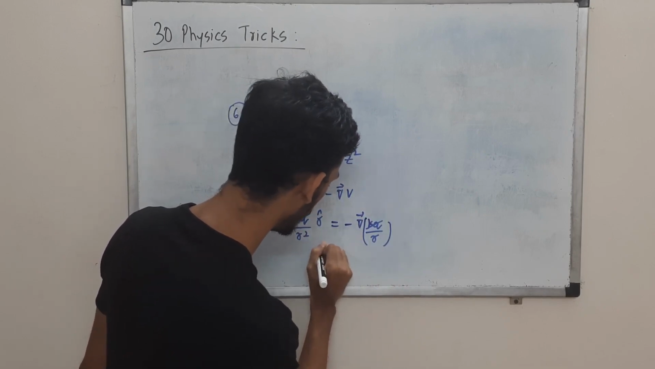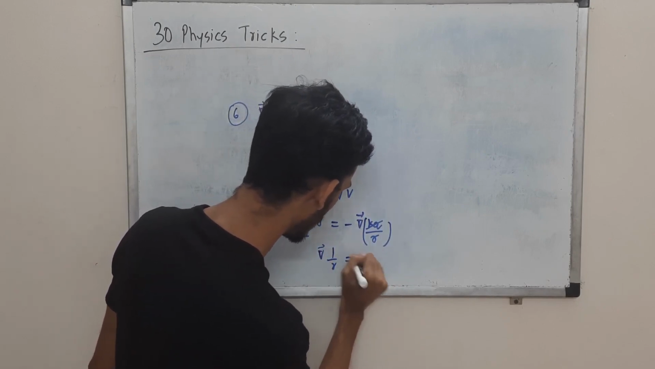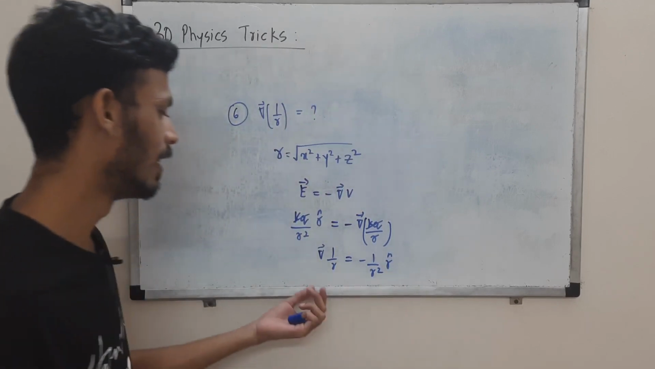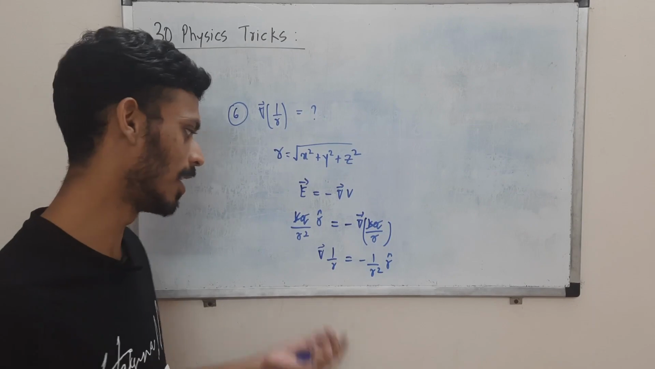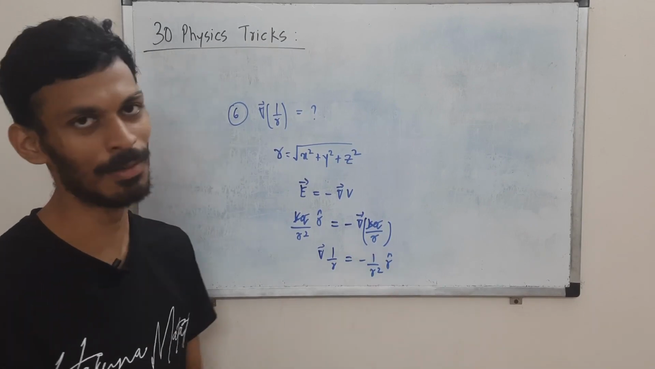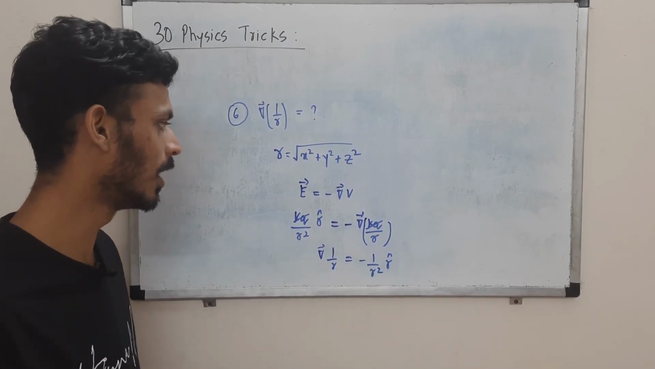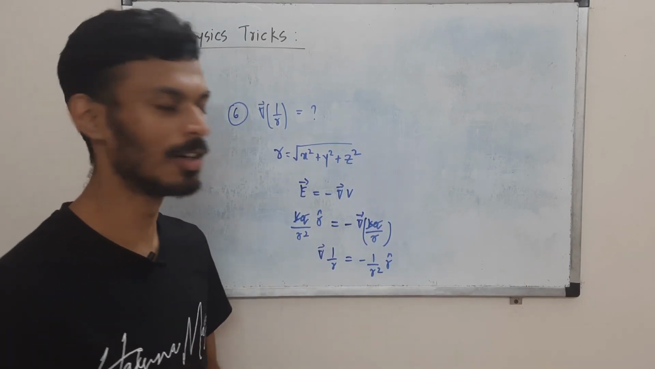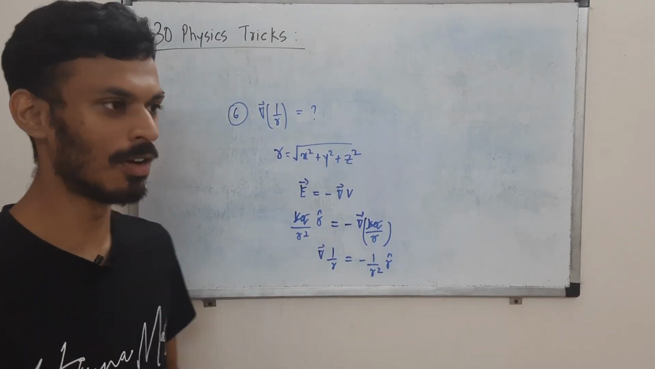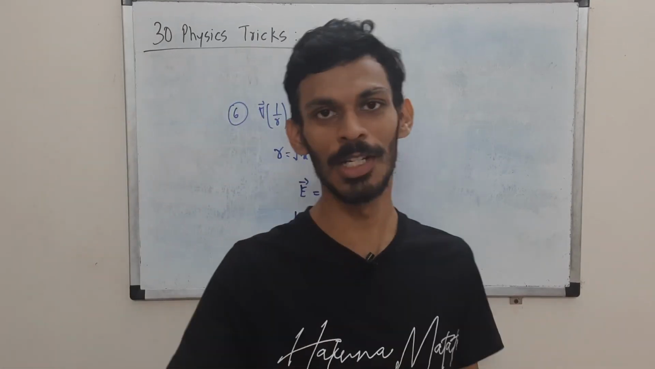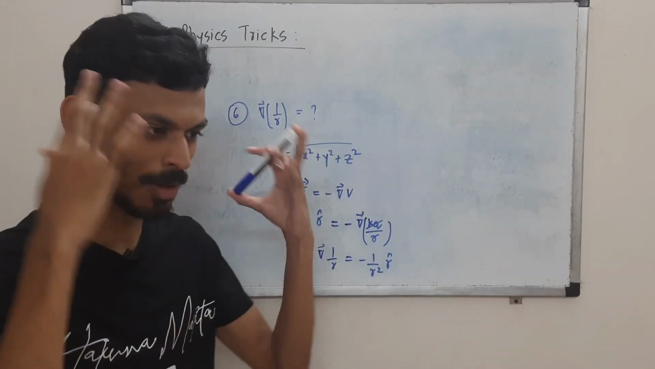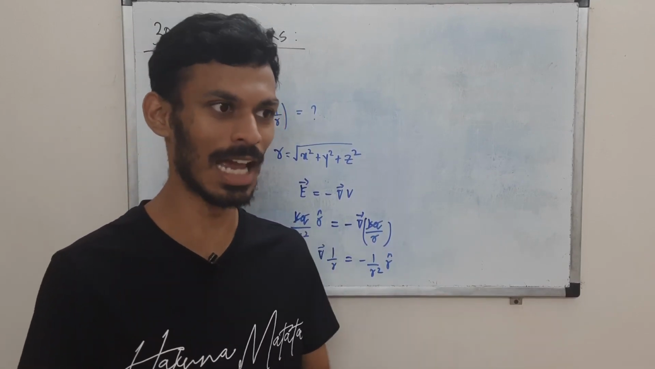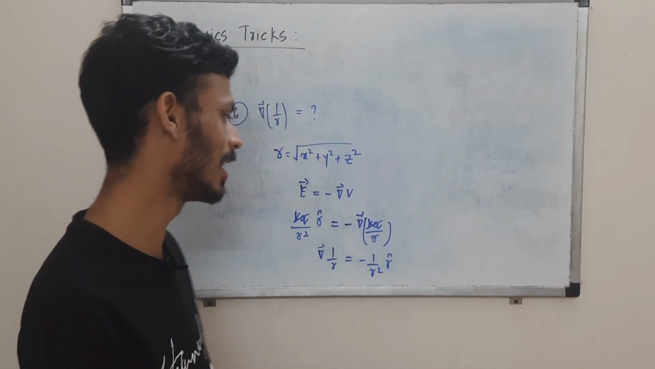You can see that the gradient of 1 by r is nothing but minus 1 upon r square r cap, basically the derivative of 1 by r, minus 1 by r square, in the direction r cap. This was there in one of Richard Feynman's books. I'll mention all the sources of these tricks in the description box. Of course, some of them are my own khayali pulao, but most are from other teachers and some books.